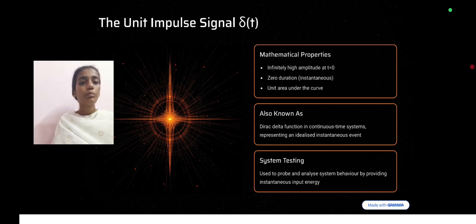The unit impulse signal has mathematical properties, meaning it has infinitely high amplitude at t equals 0. It has a unit area under the curve.